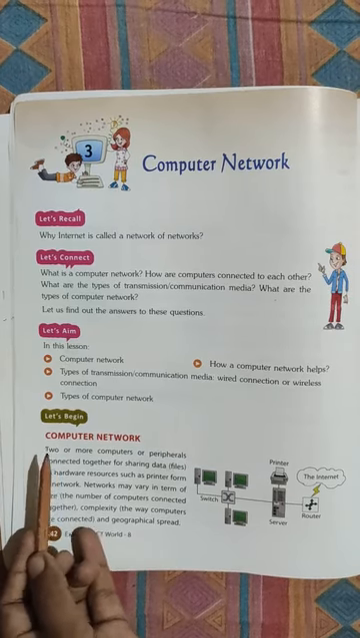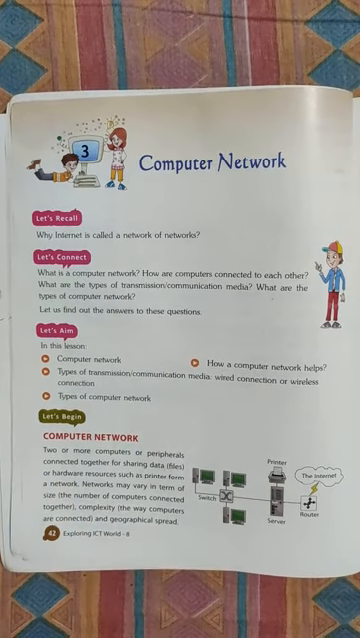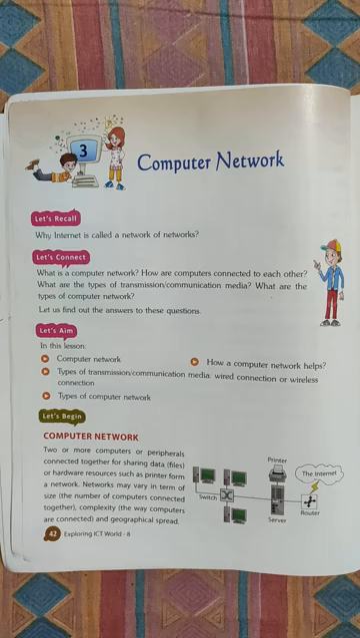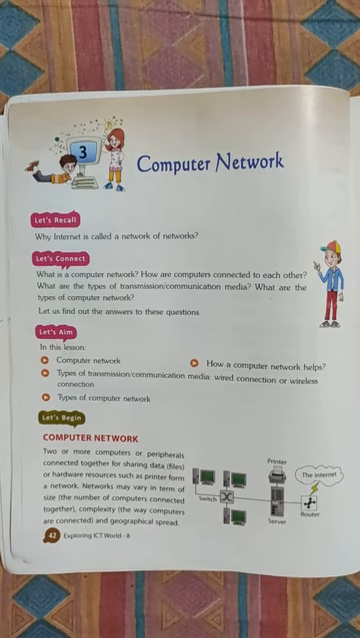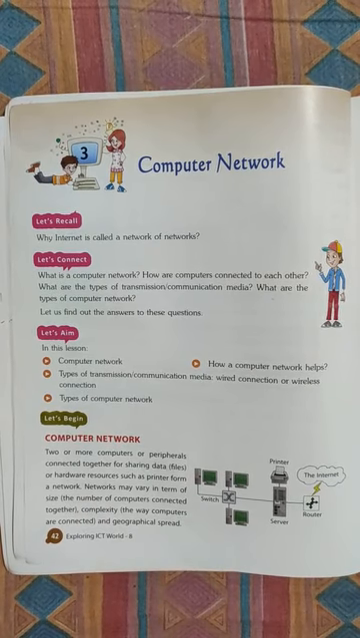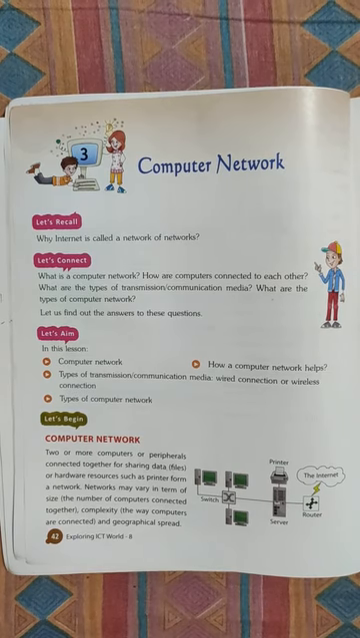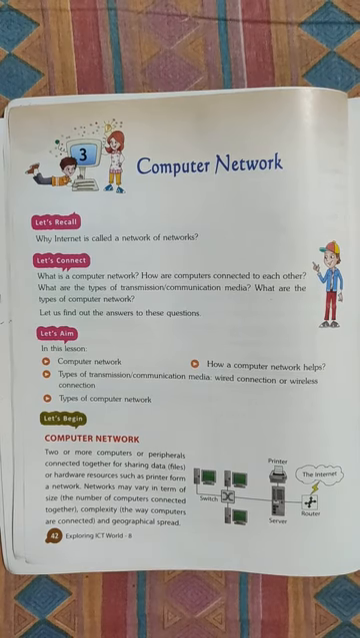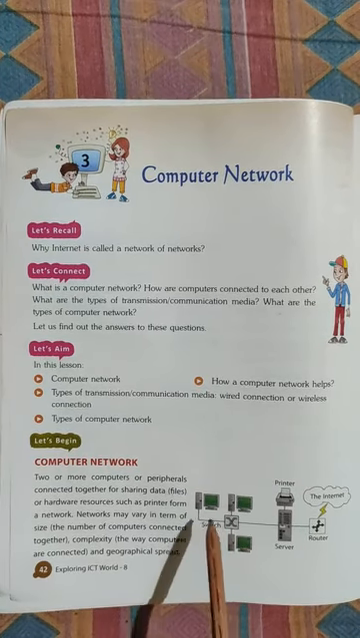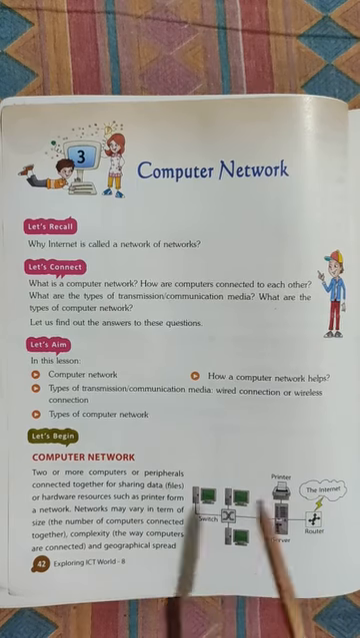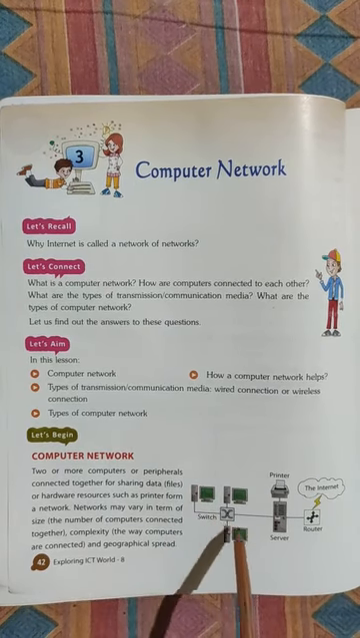Now let's start. What is a computer network? Two or more computers or peripherals connected together for sharing data. Sharing data means files or hardware resources such as a printer form a network. Networks may vary in terms of size, the number of computers connected together, complexity, the way computers are connected, and geographical spread. You can see in this image, this is a printer, server, router, and PCs, and this is a switch.